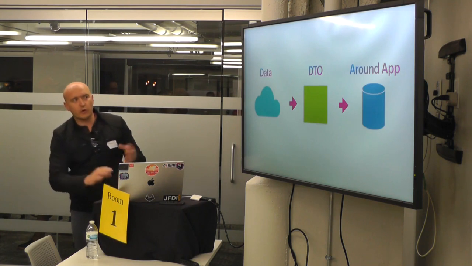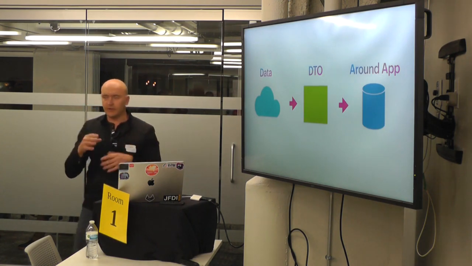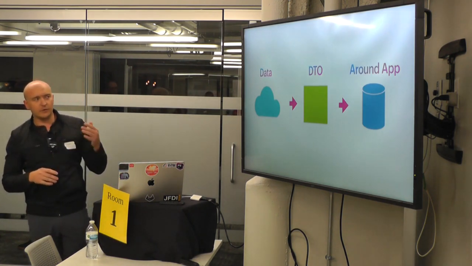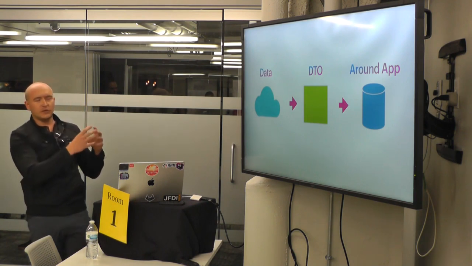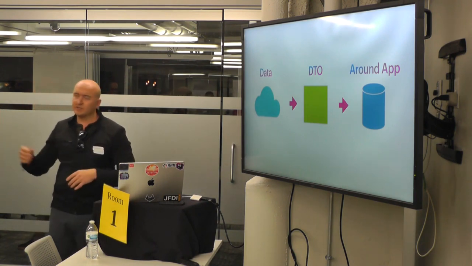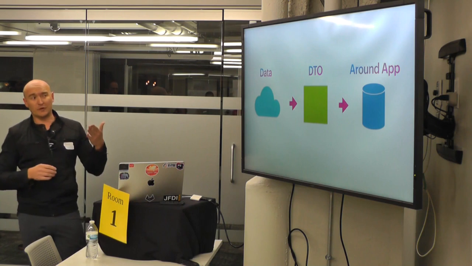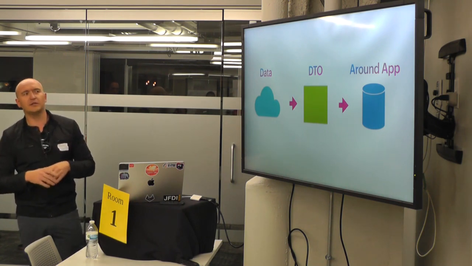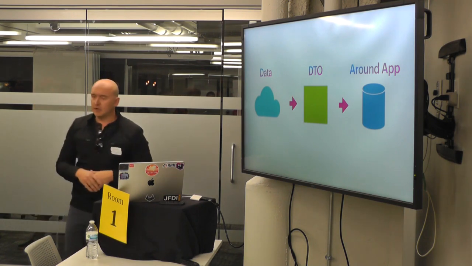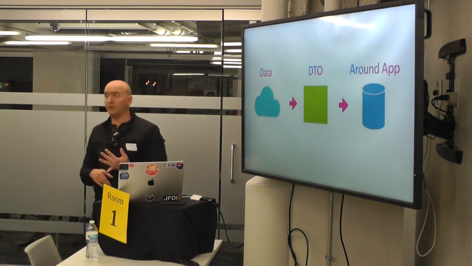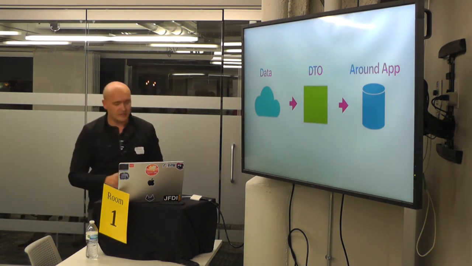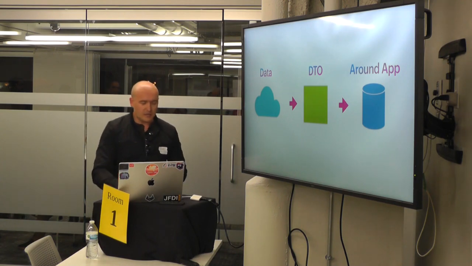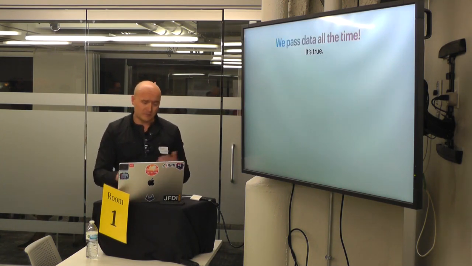So just a quick overview of what we're doing. I know this is a very basic workflow, but we're going to take some data, whether it's from the cloud, from our database, or from another source. We're going to feed it into our data transfer object. It's a real class, and you're going to see it in a minute. And then we're going to pass it around our code, to a function, to a constructor, to some job, wherever it may be. That's pretty much the gist of it.